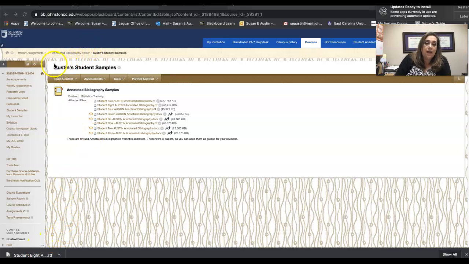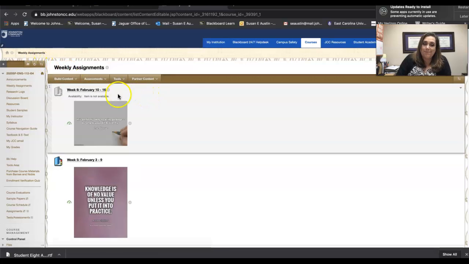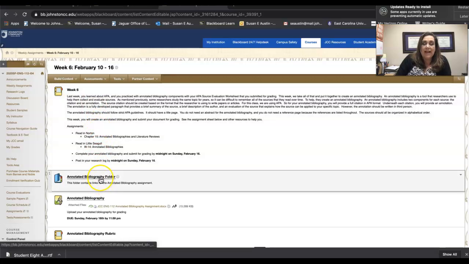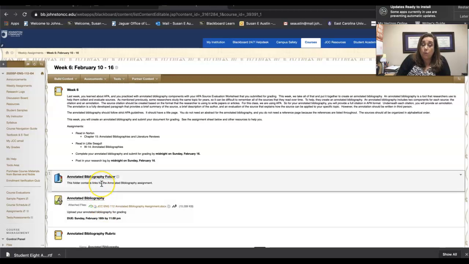So I'm going to go back to the weekly assignments, and I wanted to show you where to find the handouts. My computer is running a little slow today, I'm not sure why, but I'm going to go into week 6. And then I sort of copied over the annotated bibliography folder from last week. And then there's also a link here. I wanted to point out that within the link, there is a brief overview assignment sheet. And then within this folder, I have a more detailed assignment sheet.